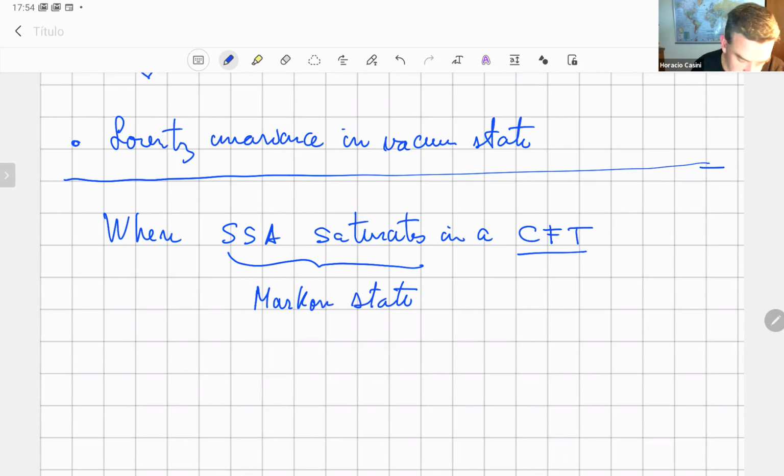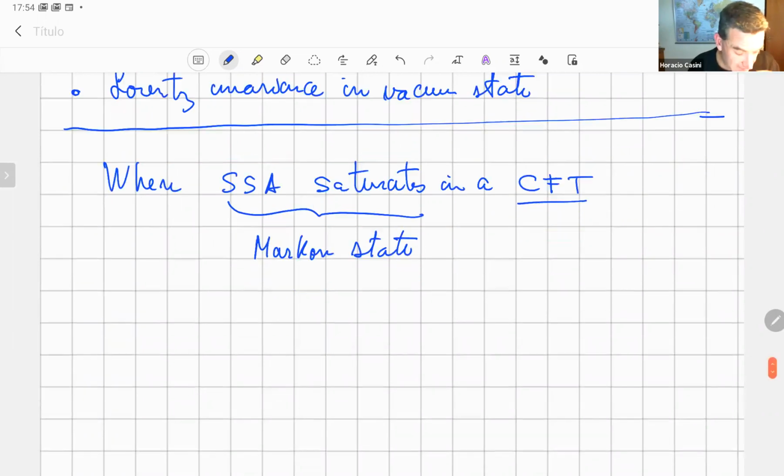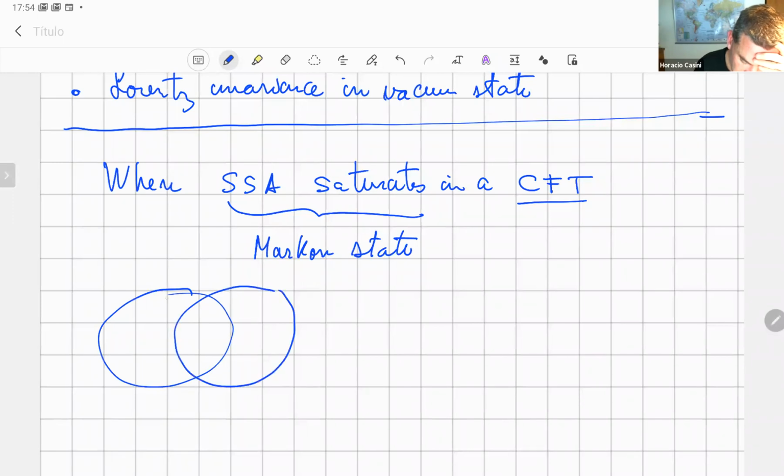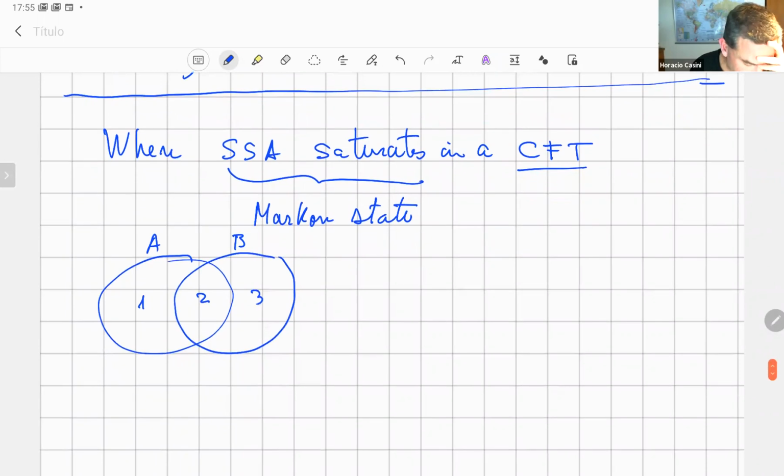And it has been studied in the literature, in a paper by Hayden, Jozsa, Petz, and Winter in 2004, that if you have saturation, let me write this. This is A and this is B. Let me call 1, 2, and 3 the three pieces in which they are divided here. When they saturate, so strong subadditivity is equal to 0.